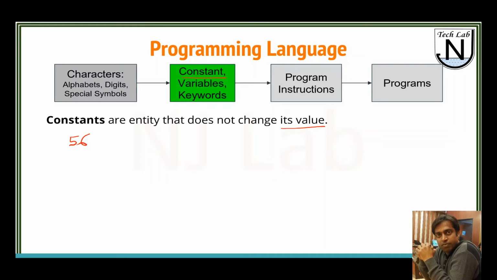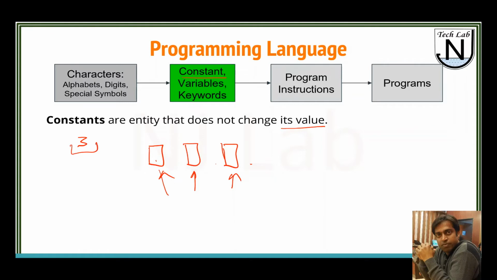Let me take one small example, suppose 3. If I am saying that there are 3 chairs, 1, 2, 3, then 3 means that there is a quantity of 3, right? No one can say that today this quantity is 3 and tomorrow it is 5. If the quantity is 3, it remains 3. So this 3 is a constant.